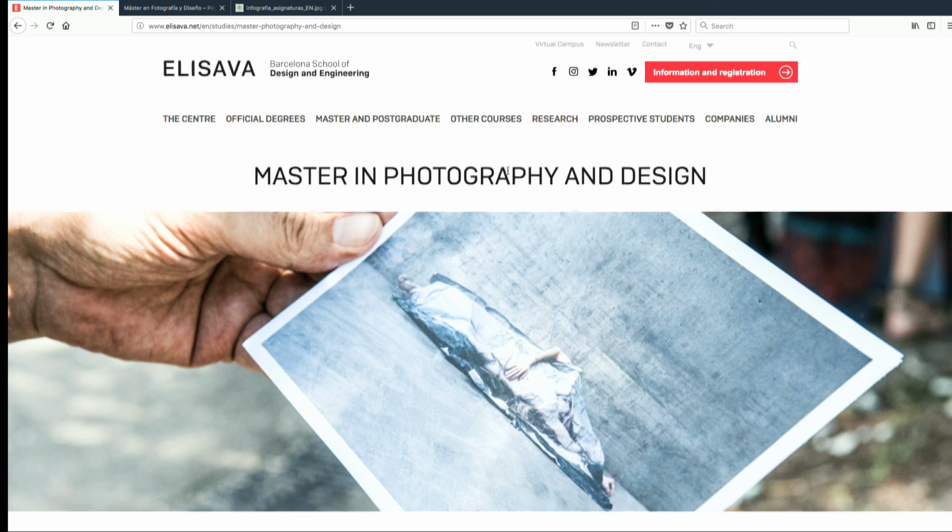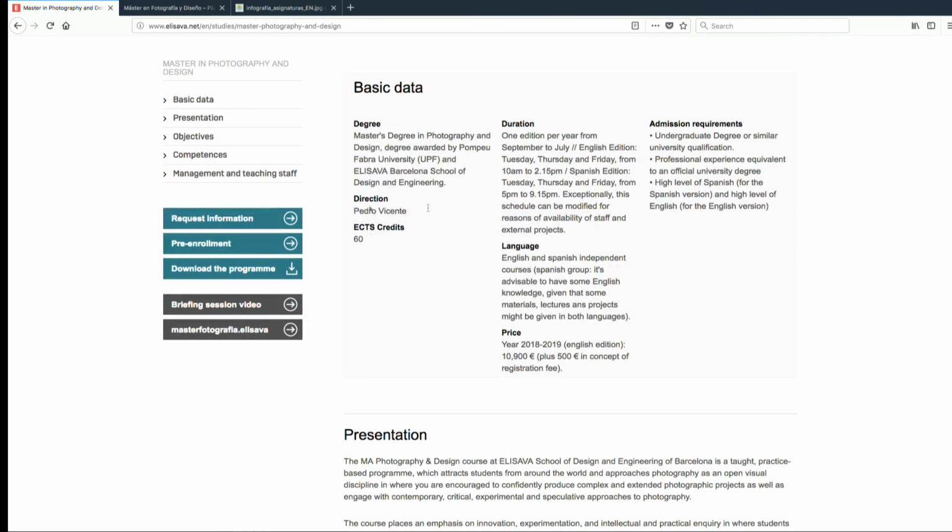I assume you have probably been looking at this website. Here is the main website, Elisava's website, elisava.net, and it's easy to find the Master in Photography and Design. You have all the public information here, and the papers that you have are also here, exactly the same. So the MA runs from September to July, 3 days a week, Tuesdays, Thursdays, and Fridays.